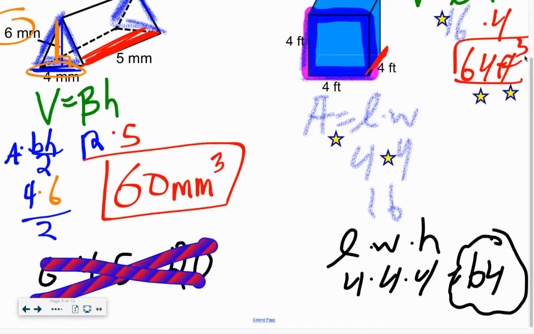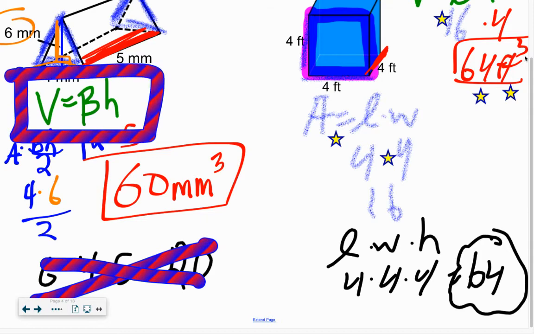That's why we like that formula, V equals big BH, because it's going to work no matter what shape we are using. If you prefer the length times width times height, I will accept that on finding the volume of a rectangular prism. You still need to show me the work, the labels, the answers, the formula, and the work that you typed on in.